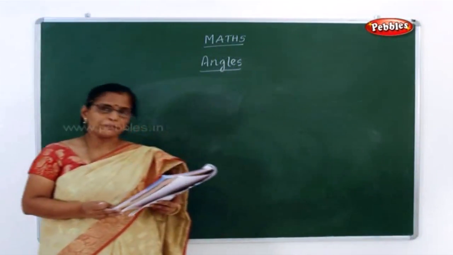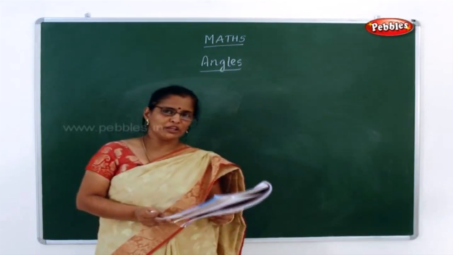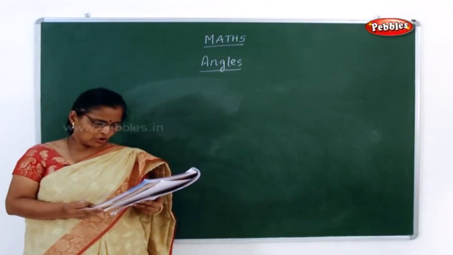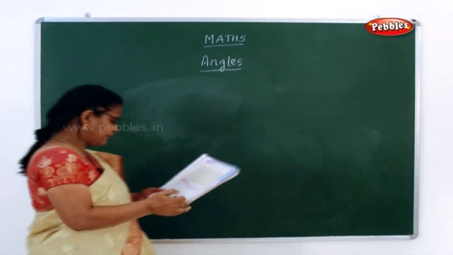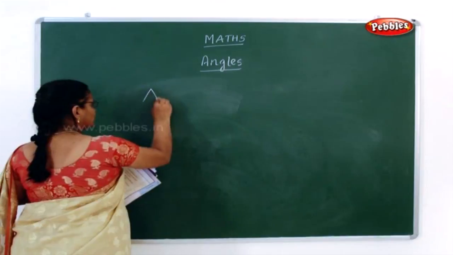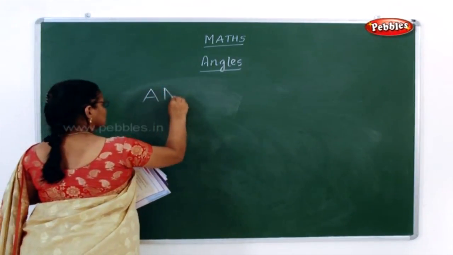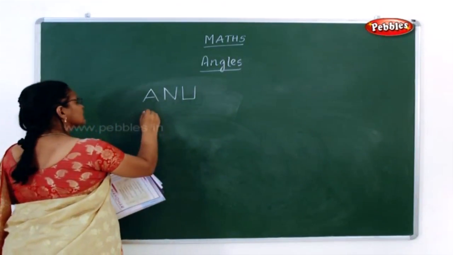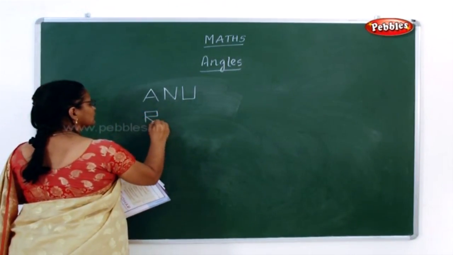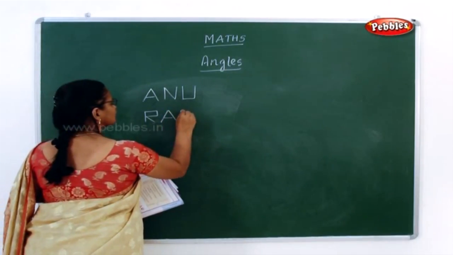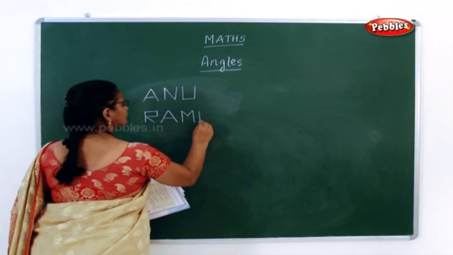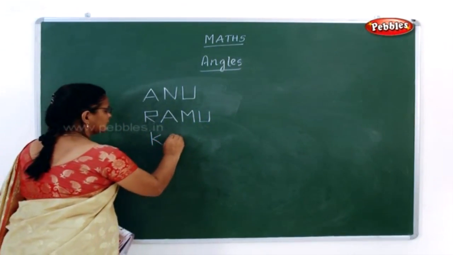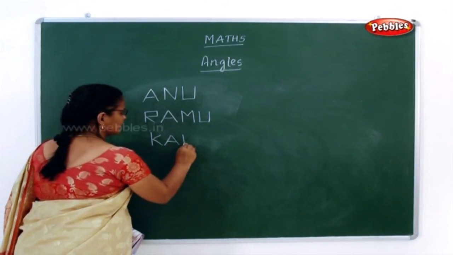See, the next one is your practice time. You have to write your name, your father's name and your mother's name using straight lines and count the angles. See, for example, your name can be Anu. Now your father's name can be Ramu. Your mother's name can be Kala. This is all your guessing work only.